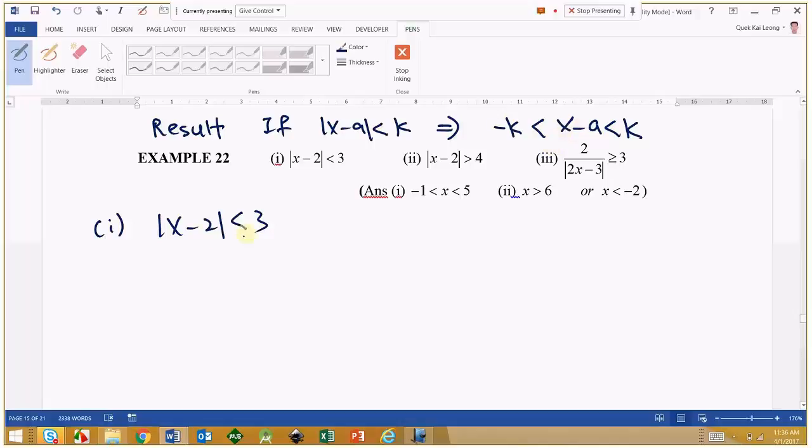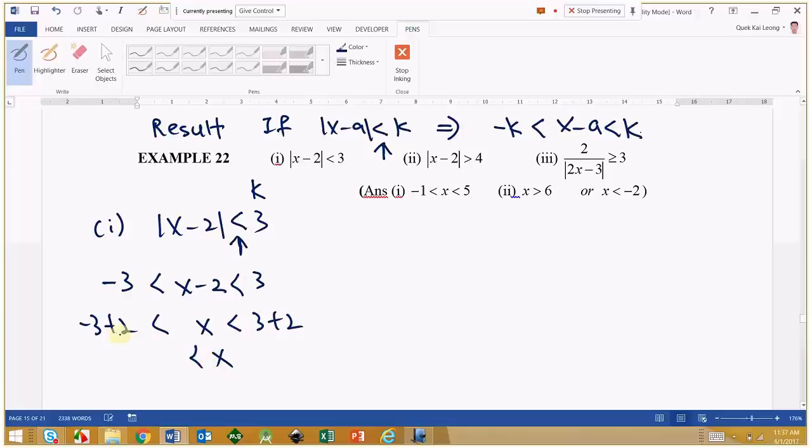Now this question here is exactly this one. Less than, so you have to look for less than. If I remove the absolute sign, x minus 2 is between minus k and k. What is the value of k? The value of k is 3. So x minus 2 is between minus 3 and 3. Now for this case, I add 2 to both sides. I no need to split because it's pretty easy to solve. So x is between minus 1 and 5.